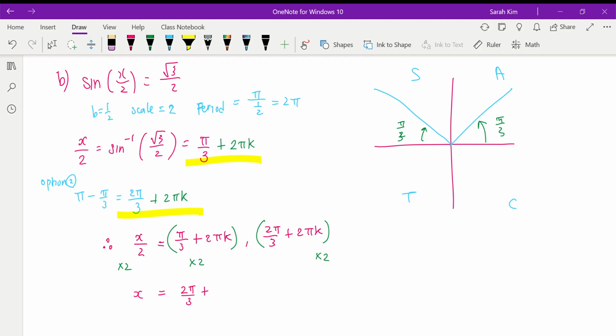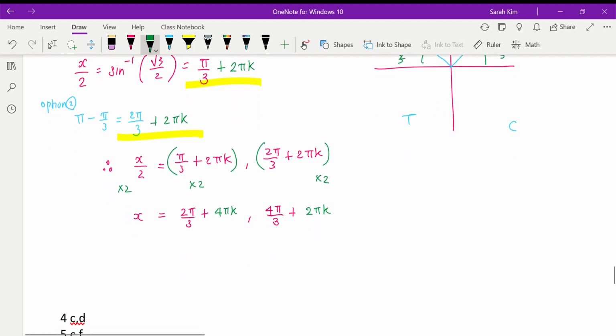I'll just continue using different colours for the 4 pi k part, so you know it's a little bit different. If I times that by 2, I get 4 pi over 3 plus 4 pi k. Oops, 4 pi k it was.